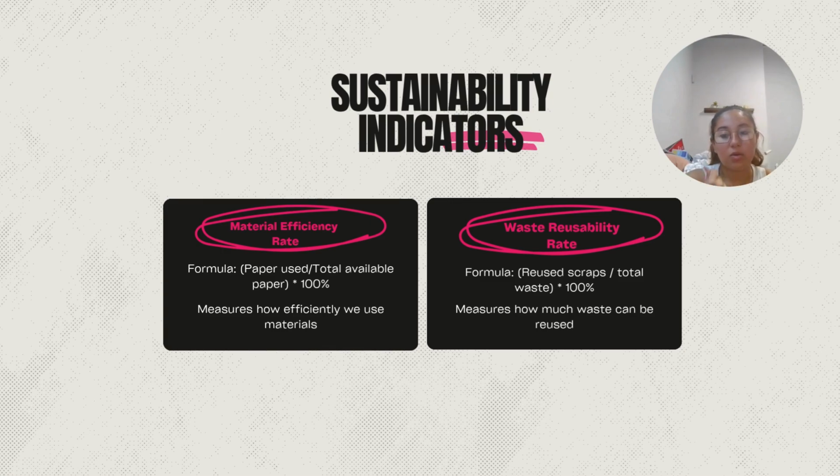And secondly, the waste reusability rate, the WRR, which is the percentage of leftover paper that can be reused or recycled. The formula is reused scraps divided by total waste times 100%. This will help us track how much waste we prevent from going to the trash, and these indicators will guide our decision making during the design and construction process.